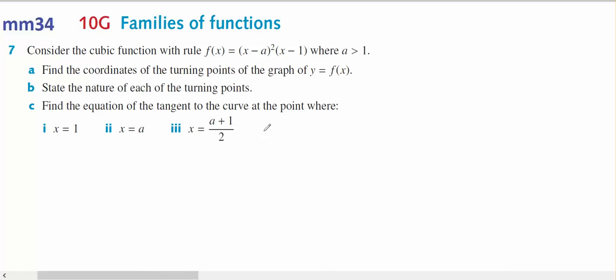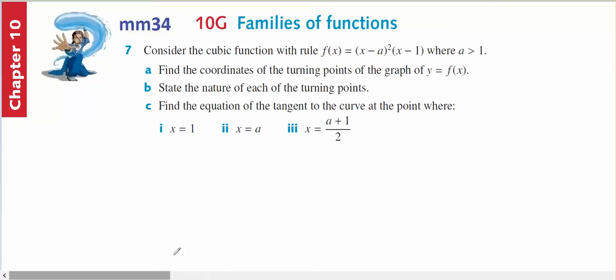This is for your 12 Methods that comes out of 10G, question number 7. It's about finding coordinates of turning points, natures of turning points, and equations of tangents. It's questionable whether this is a tech allowed or tech free question. Finding the nature of the turning points where we have a family of curves is really quite difficult to do.